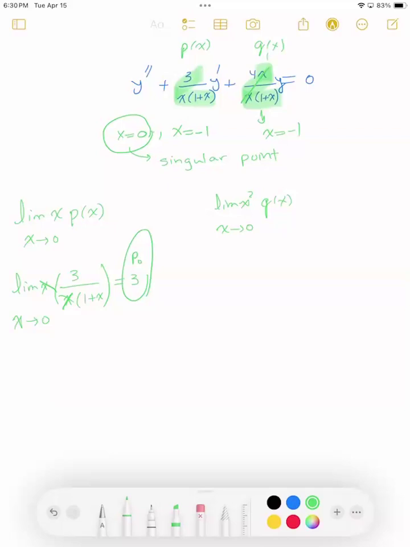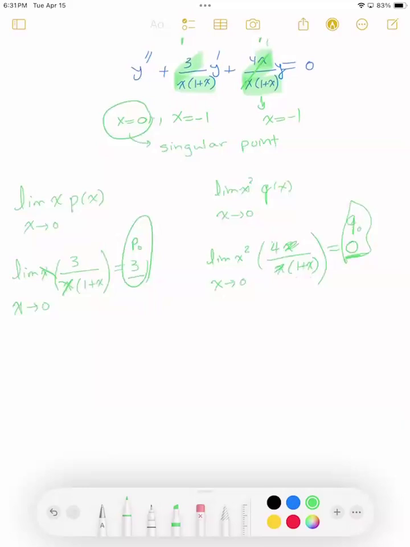Then I'm going to take the limit of x squared times q of x, and q of x is 4x over x times (1 plus x). I could have just eliminated those. Then I take the limit as x goes to 0. I get 1 plus 0 in the denominator, which is 1. 4 times 0 is 0, so I get 0, and we call that q0. So since 3 and 0 are both finite, x equals 0 is a regular singular point.